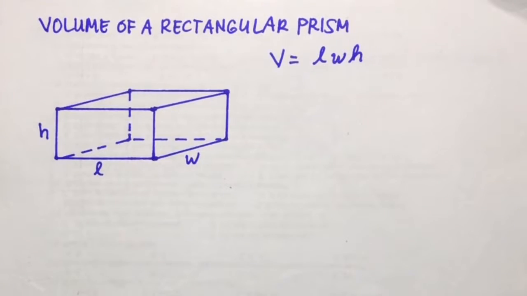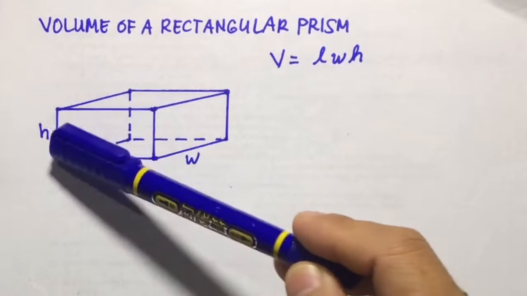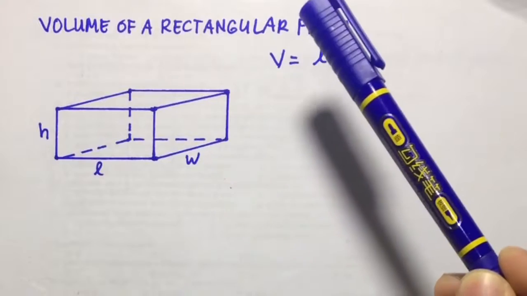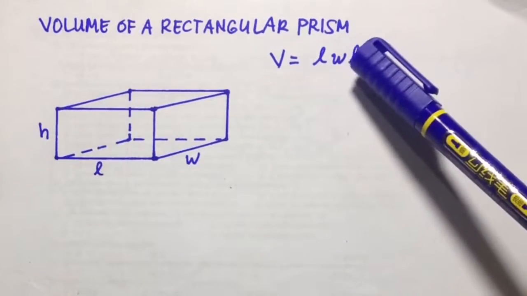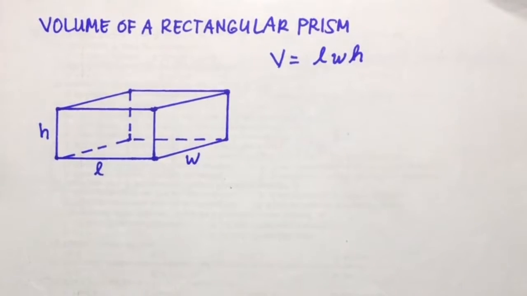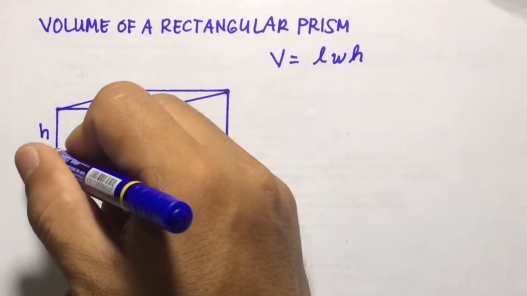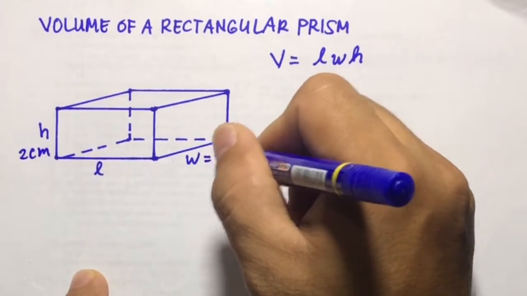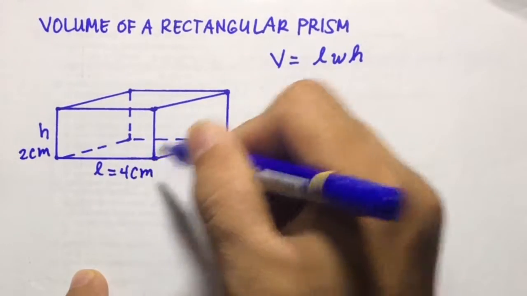Next is volume of a rectangular prism. So this is the figure of a rectangular prism. This is the height here, length, and this is the width. The volume of this solid is given by V equals length times the width times the height. Now, for example, if the height of this rectangular prism is 2 centimeters, then the width is 3 centimeters, and we can have the length as 4 centimeters.